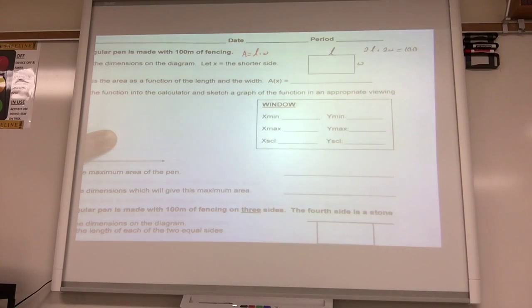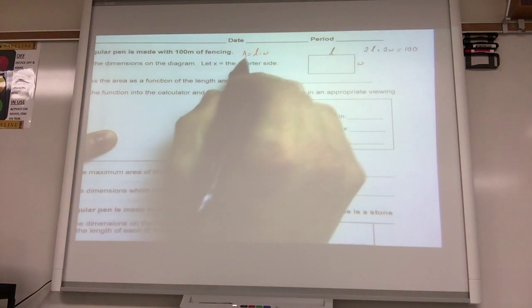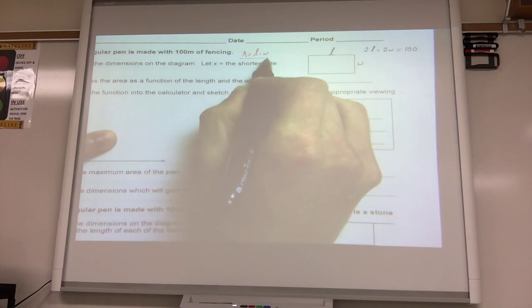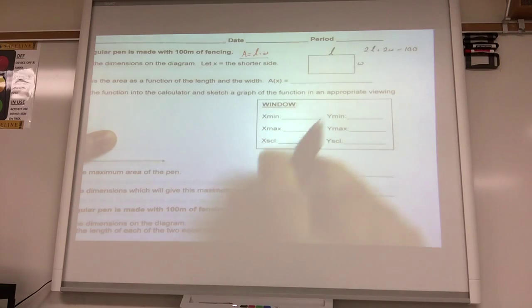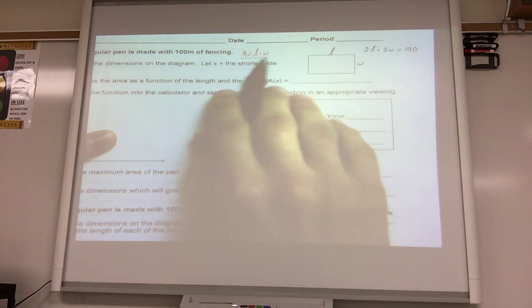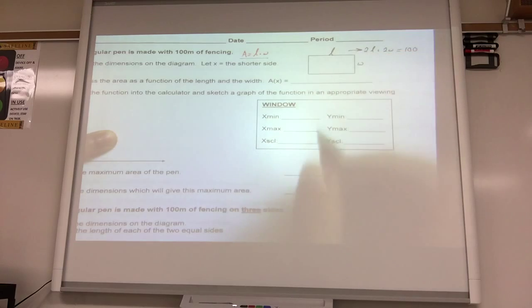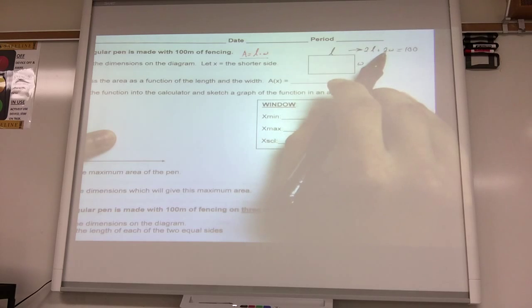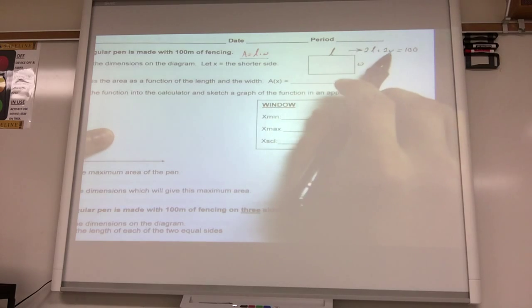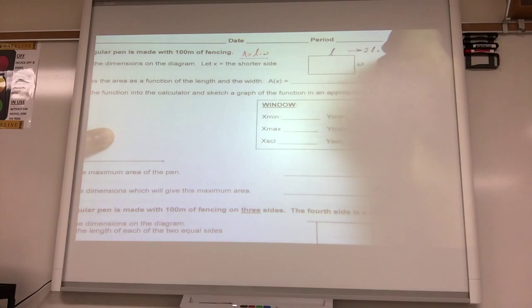So that equals 100 feet of fencing. Now the idea, again, to keep this all in perspective, we're trying to create an area equation that looks like a quadratic, so we can maximize it in a second. But we have two variables, so we need to reduce this down to one variable, and we're going to do that by using this equation. So what you want to do is solve for either the length or the width and put it in terms of the other variable. For example, if we want to solve for the width, then I'm going to have 2w equals, and I'm going to subtract the 2l to the other side.